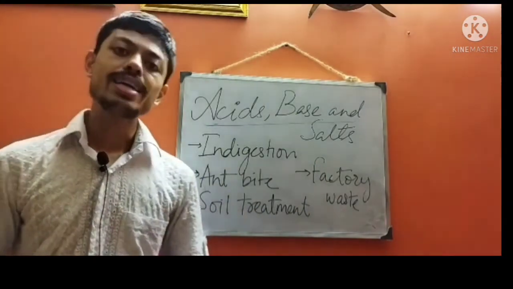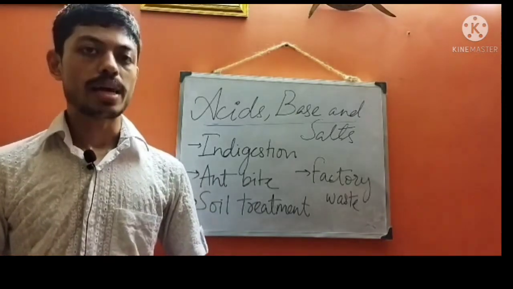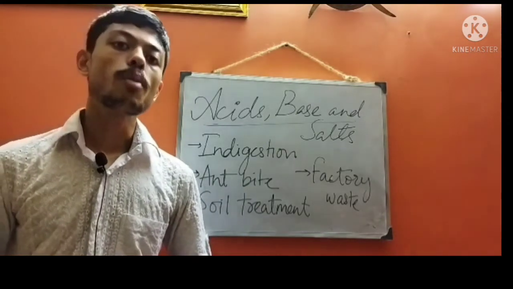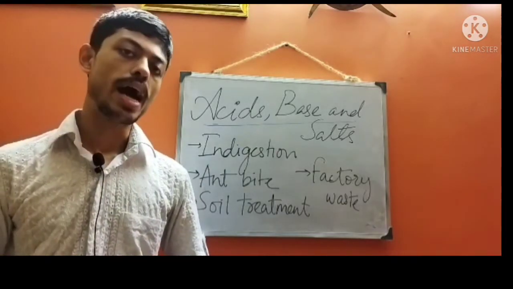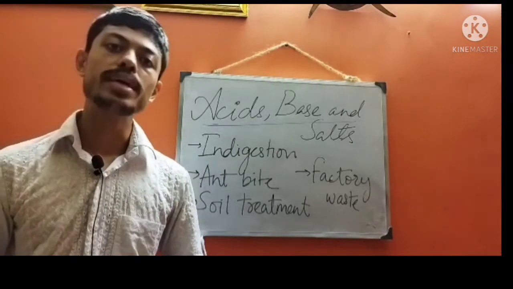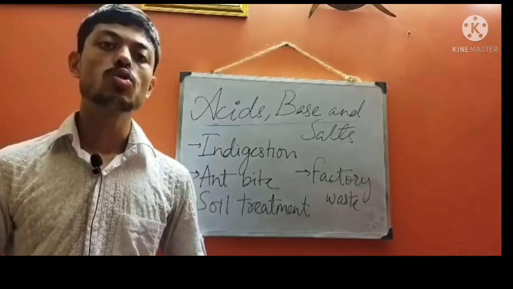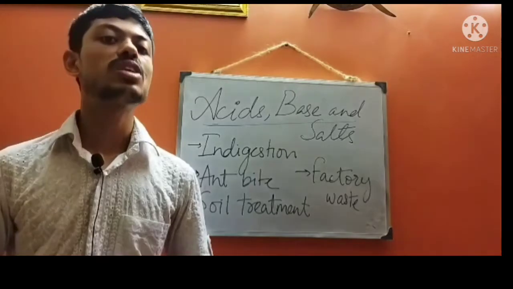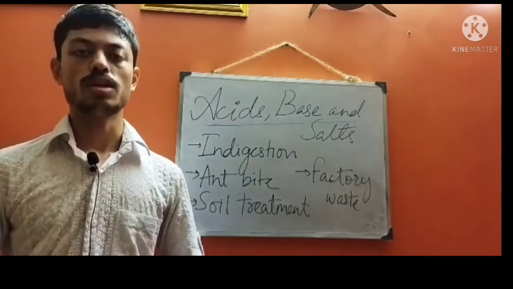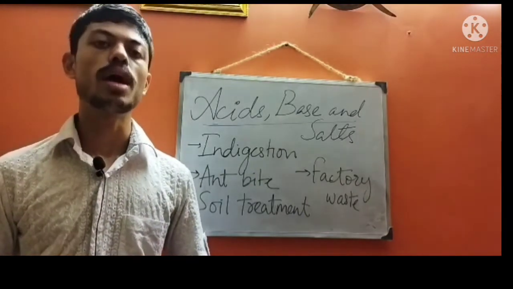In case of ant bite, when an ant bites, it injects formic acid which causes irritation. To get relief from the ant bite, we use baking soda which contains sodium hydrogen carbonate, or calamine which contains zinc carbonate.